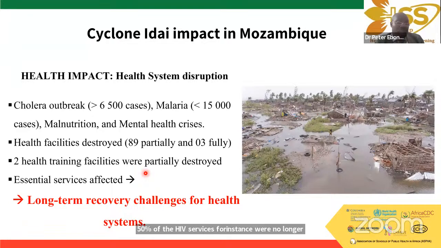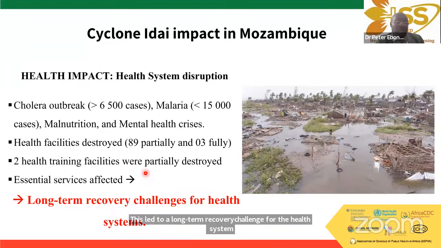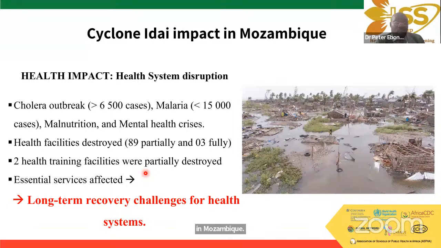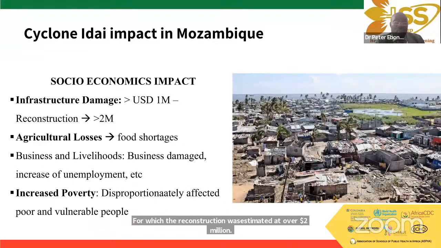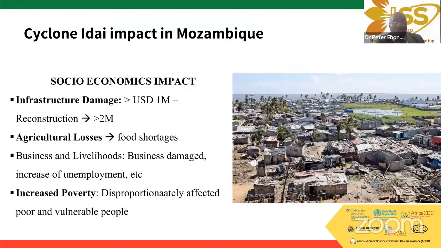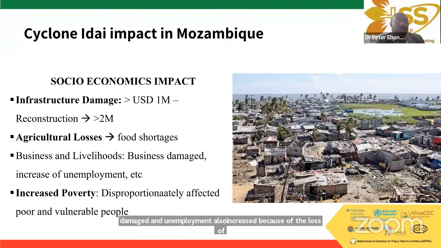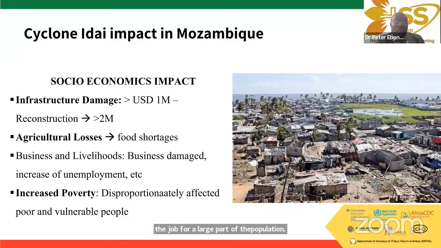So this led to long-term recovery challenges for the health system in Mozambique. In terms of socioeconomic impact, a lot of infrastructure was damaged, estimated at $1 million, and the reconstruction was estimated at over $2 million. There were a lot of agricultural losses, food shortages, and so on. Businesses and livelihoods were damaged, and unemployment also increased because a large part of the population lost their jobs. There was also an increase in poverty because the cyclone disproportionately affected poor and vulnerable people.